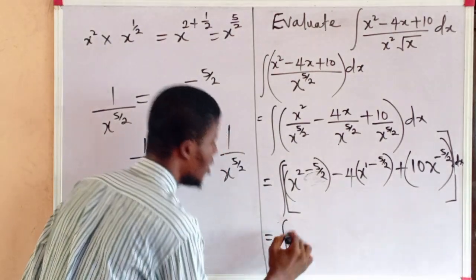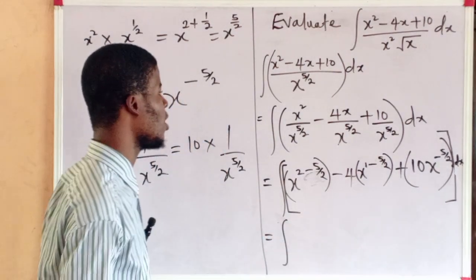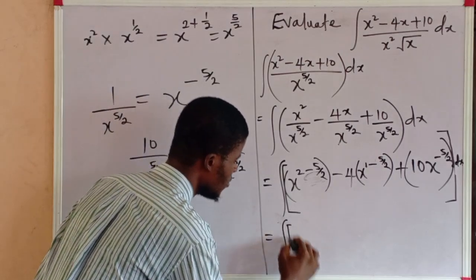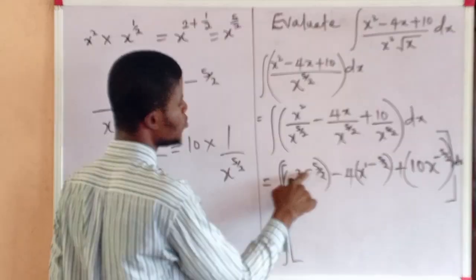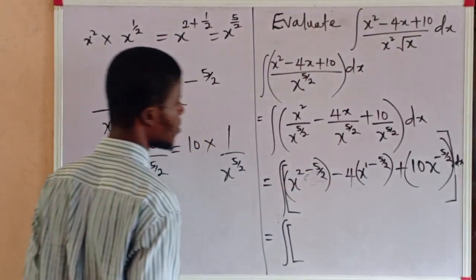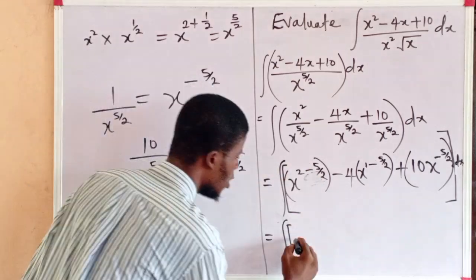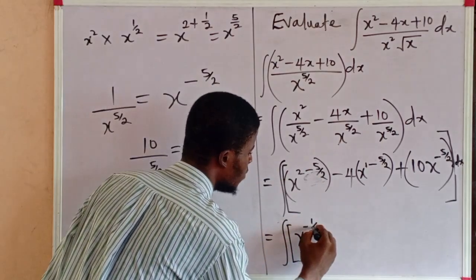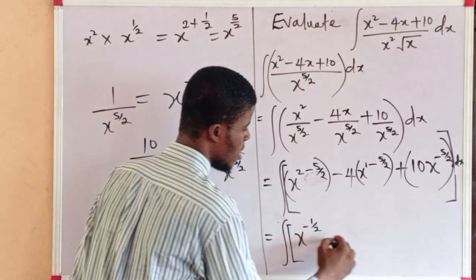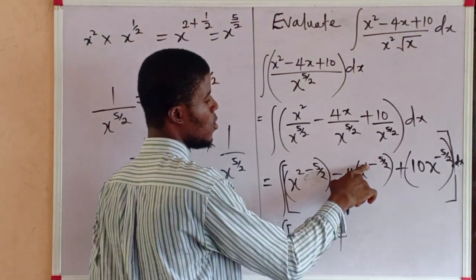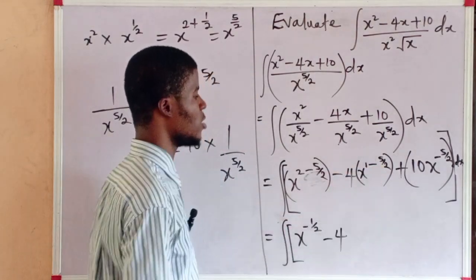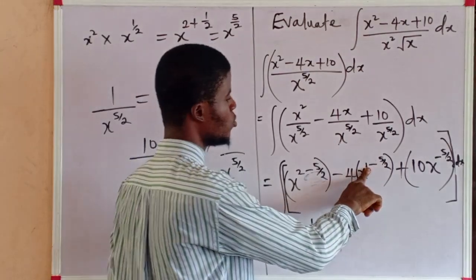This is the indefinite integral of, okay, what is 2 minus 5/2? 2 times 2 is 4. 4 minus 5 is minus 1. So this is x^(-1/2), minus 4 into x to the power of 1 minus 5/2. What is it? 2 times 1 is 2.